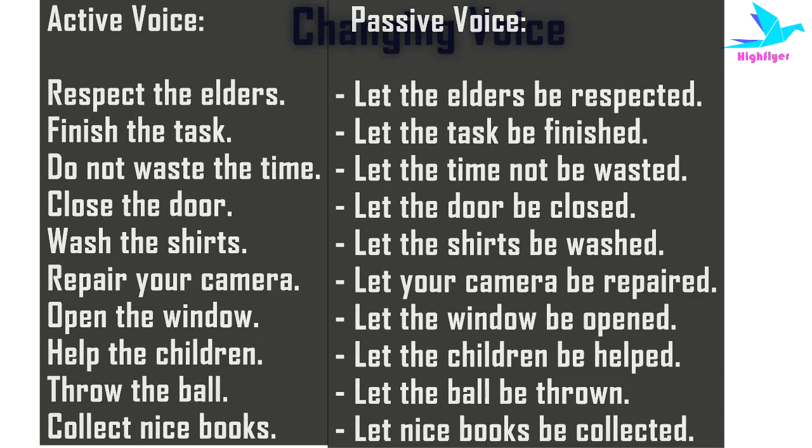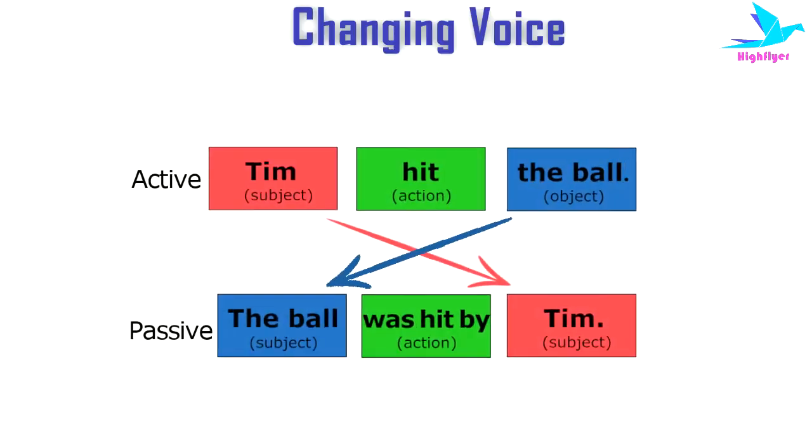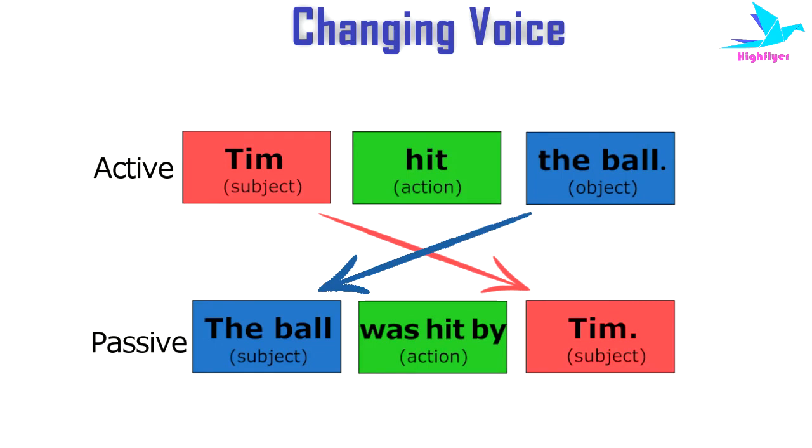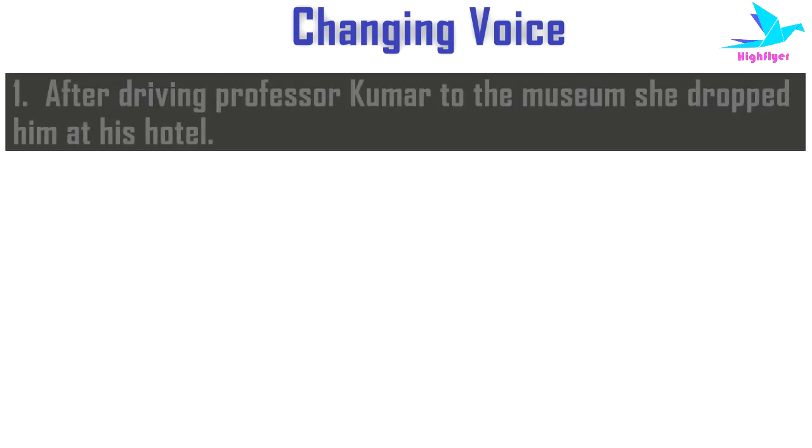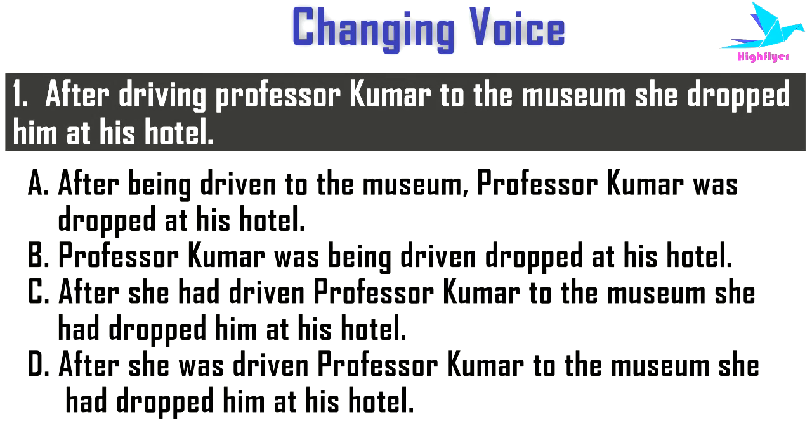So friends, this is all about the understanding of the concept of change of voice. Now let's see a couple of examples to understand the kinds of questions which are asked in verbal ability. In the questions below, the sentences have been given in active or passive voice. From the given alternatives, you have to choose the one which best expresses the given sentence in active or passive voice.